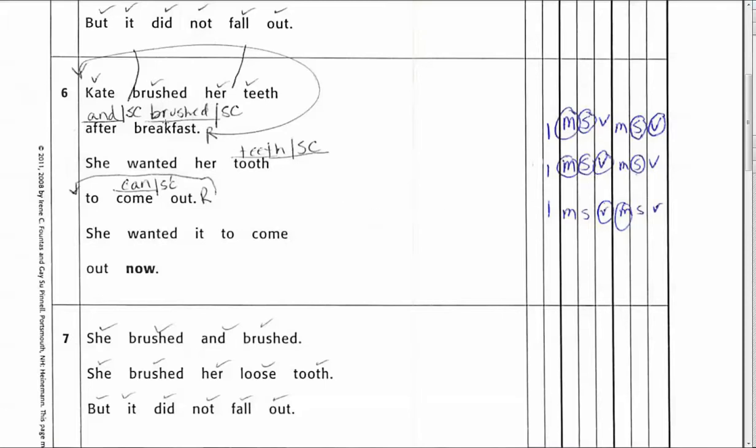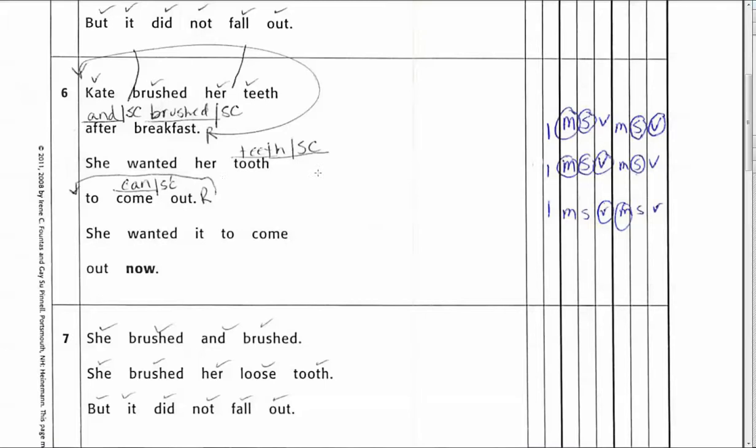So, what made the student go back to change their answer? Kate brushed her teeth and brushed. Our best guess is that it didn't sound right for the student. So, we circle the S syntactically. It didn't sound right. So, let's move to the next one.